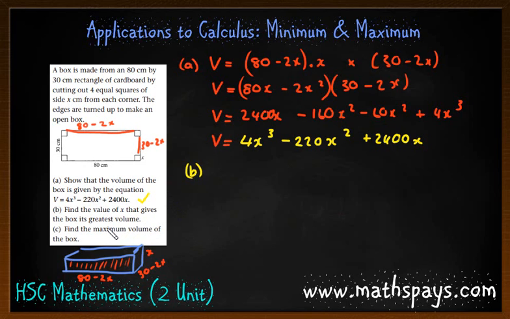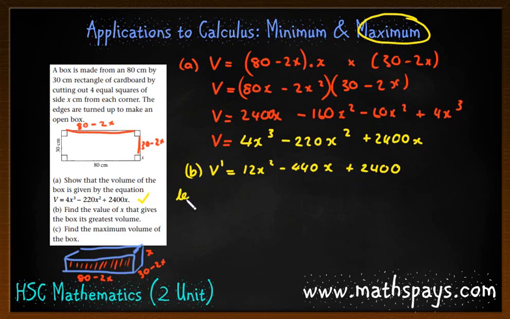So it doesn't say maximum or minimum, but of course that means the biggest, the greatest. So we're looking at, I'm going to use v dash. Usually dv/dx is probably a little bit nicer. Okay, 3 times 4 is 12x squared, minus 2 times 220 is 440x, plus 2400. Okay, so I've differentiated.